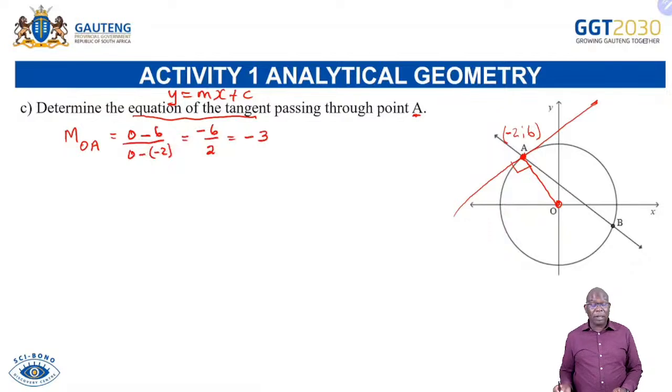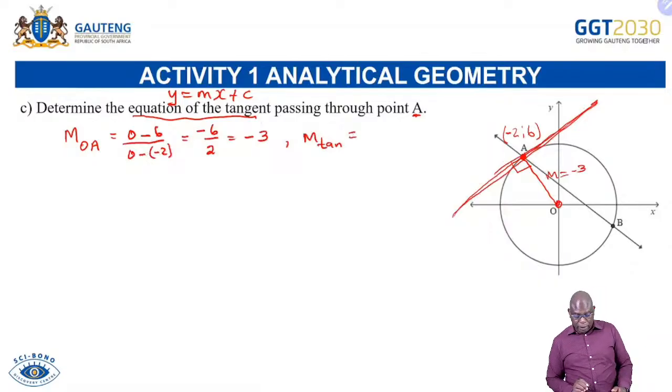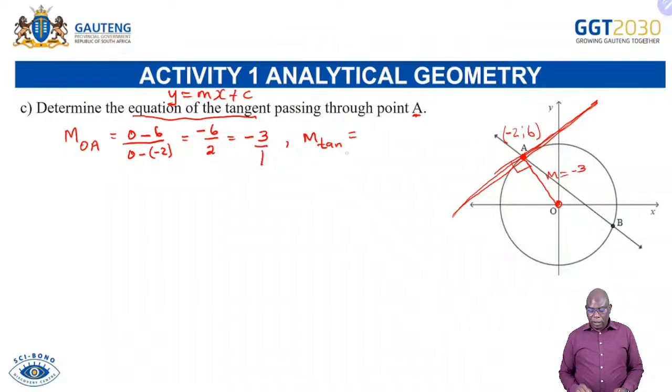But now, how am I going to get the gradient of the other line? Remember, if I know the gradient of that line is -3, then the gradient of the other line must not be a problem, because the gradient of a tangent times the gradient of a radius must give me -1. So the easy way is to say the gradient of the tangent. Can you see how I'm writing it? If this is -3 over 1, I just turn this thing upside down, so it becomes 1 over 3.